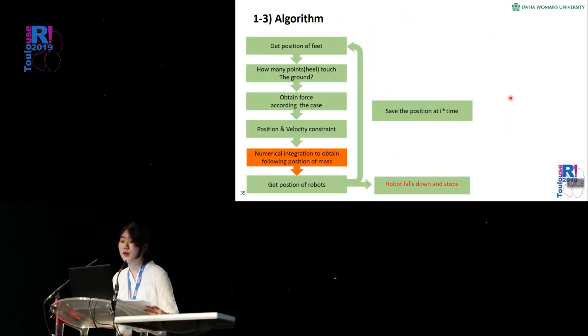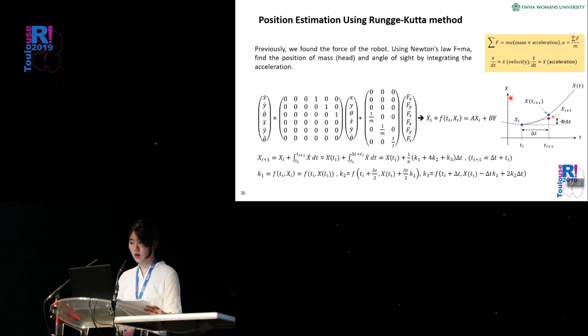And next is numerical integration to obtain the following position of mass. Previously, we found the force of the robot using Newton's law, and we find the position of mass and angle of sight by integrating the acceleration.